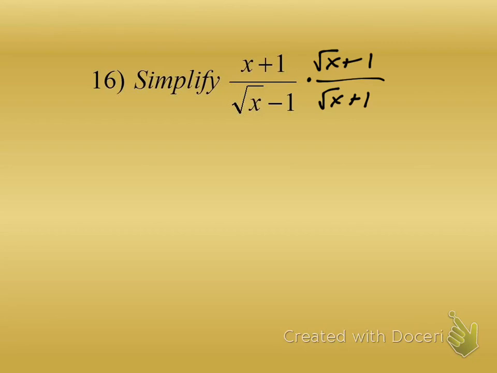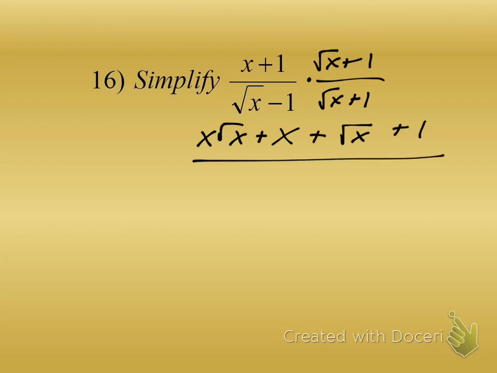X times rad x, here we go, x rad x, plus x times 1 is x, plus 1 times rad x is rad x, plus 1. Okay? Over. Rad x times rad x at the bottom gives you rad x. The middle 2 will cancel, leaves you as minus 1.